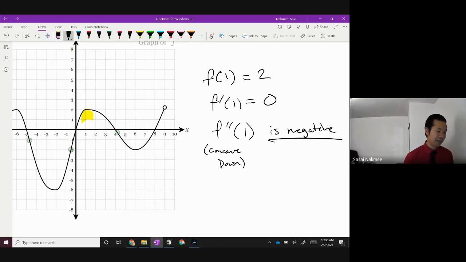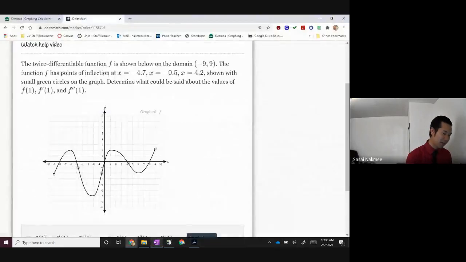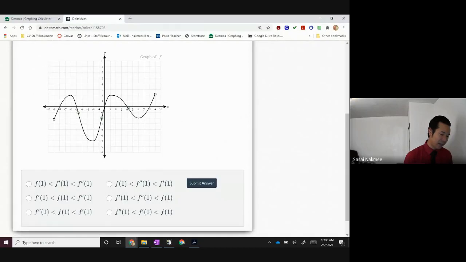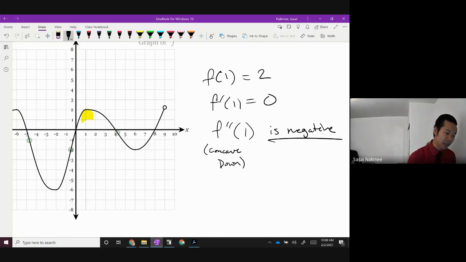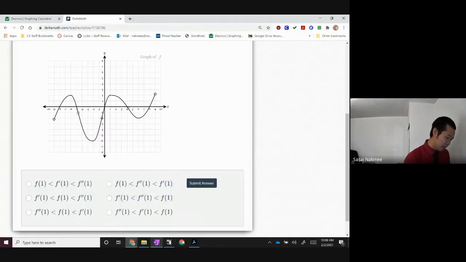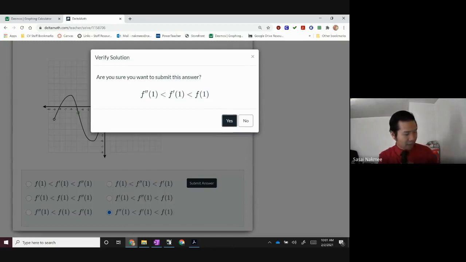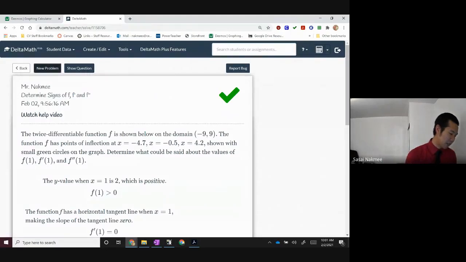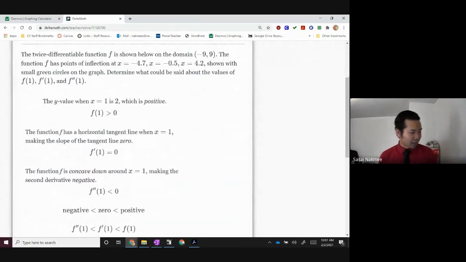By the way, I shouldn't care too much about this problem, but what it's asking is for you to compare these values: what's the smallest value, what's the largest value, and what's in between. If I know that f double prime is negative, this is probably the smallest value. If the function is 2 and this one is 0, then I know that this is the largest value. So it goes smallest, one in between, and then the largest. The answer I have for this one is f double prime, f prime, f. So it'll be this guy right here. I don't really care too much about this, but it is an important factor to look at.